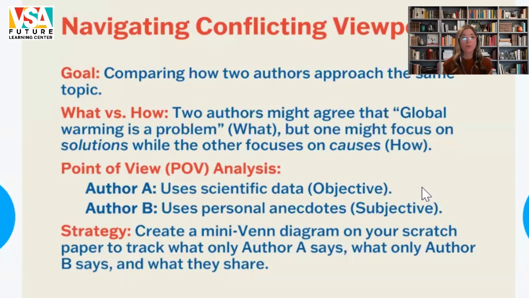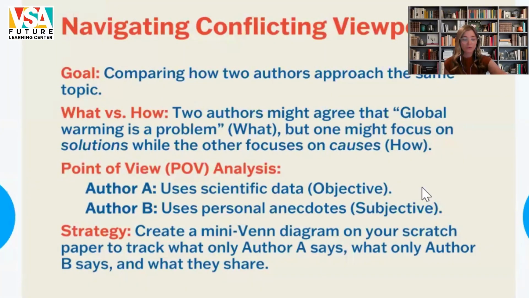So for example, here, point of view analysis: author A uses scientific data, which is objective, meaning factual, and then author B uses personal anecdotes. Those are going to be subjective, meaning that they're going to be a little bit more emotionally charged. They're going to include their emotions and their experiences rather than providing that data.